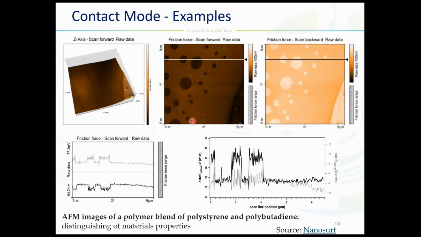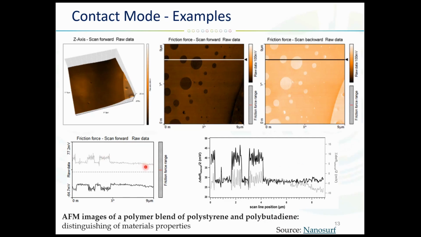The left one shows the topography of the blend with two components, and it's a bit hard to distinguish which polymer is where. So what we can do is go for lateral force microscopy, and now, as you can see, we can differentiate between the two polymers in the image. And especially please pay attention to these graphs.